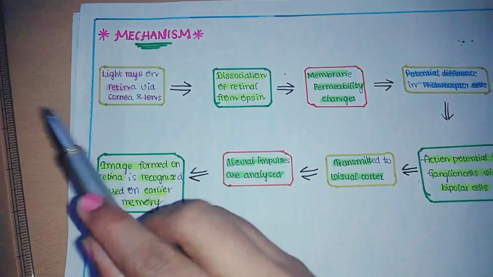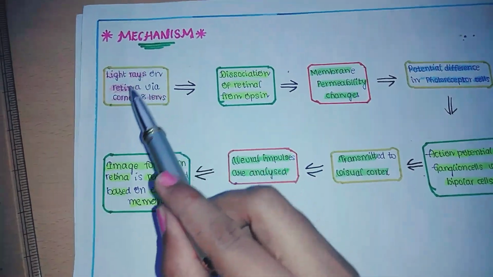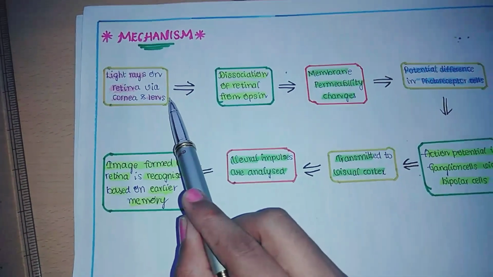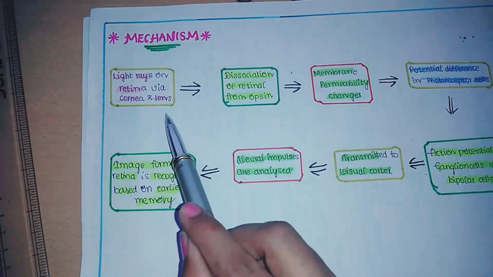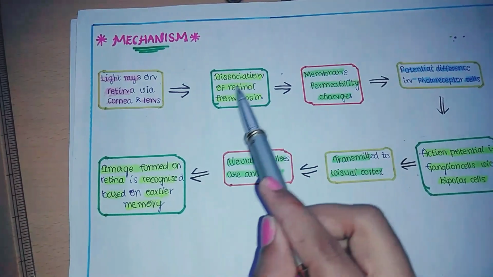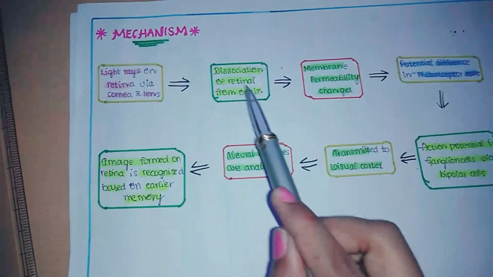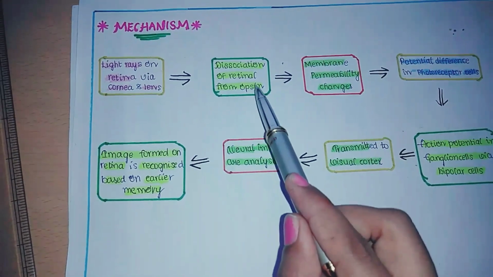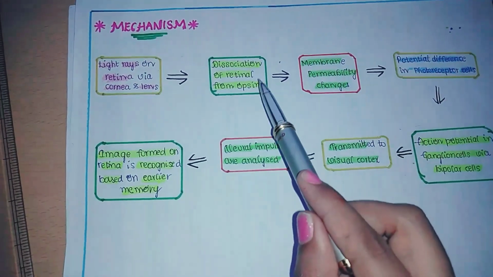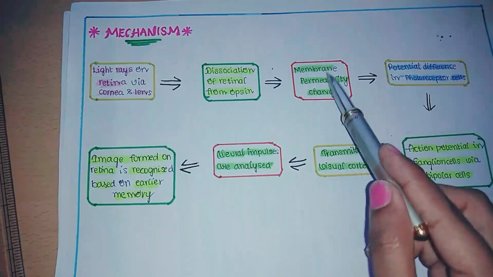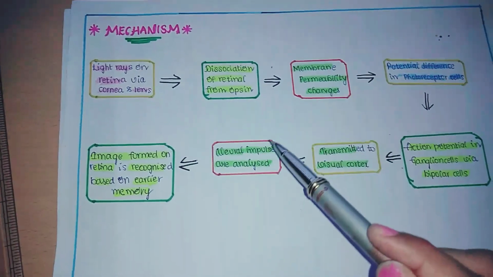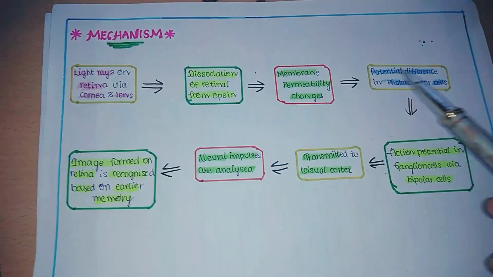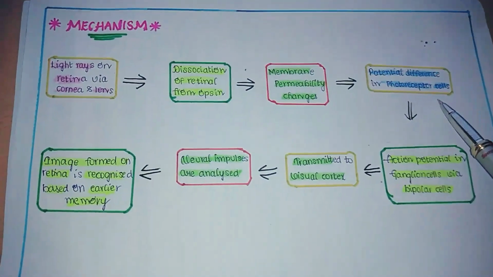Mechanism of vision. When light rays in visible wavelength are focused on the retina through cornea and lens, they generate potentials in rods and cones. Light induces dissociation of retinal from opsin, that is, the aldehyde part from the protein part. As a result, there is a change in the structure of opsin. This induces membrane permeability changes in photoreceptors. As a result, a potential difference is generated in photoreceptor cells.